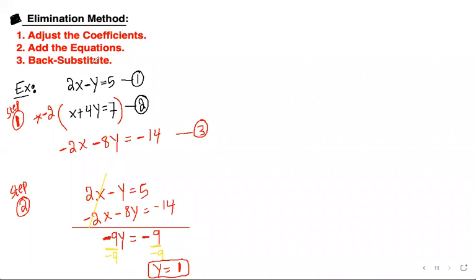Third step, back substitute. I have to plug the 1 into equation number 1 or 2, whatever I want. So I'm going to choose equation number 1. My equation is 2x minus y equal 5. I need to plug 1 in for y. So now I get 2x minus 1 equal 5.